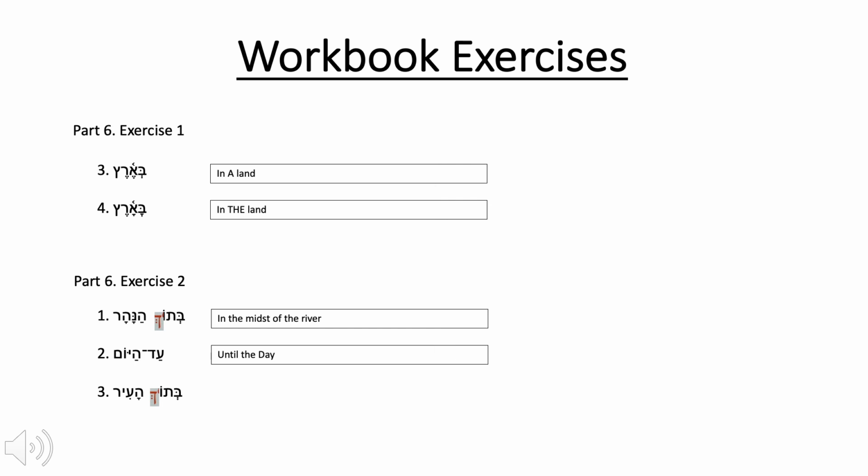Okay, here's the third example, and then we will let you do the rest of the exercises on your own and check your own work. But how do we translate number 3? Well, number 3 is very much like number 1, and that is that we have batok, in the midst of, and then ha'ir, ir being the word city, and the he plus the kamets being the definite article.